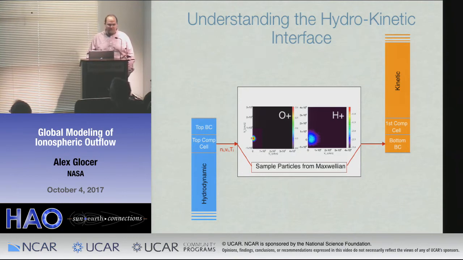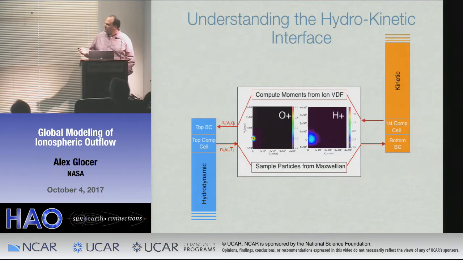Now, of course, we have to feed back. So in the first computational cell of the kinetic description, we accumulate particles in that cell, and then we can compute moments for all the ion species. And then those moments go back to populate the top boundary cell for the hydrodynamic model. And so in doing this, we can handle this trade-off very nicely.